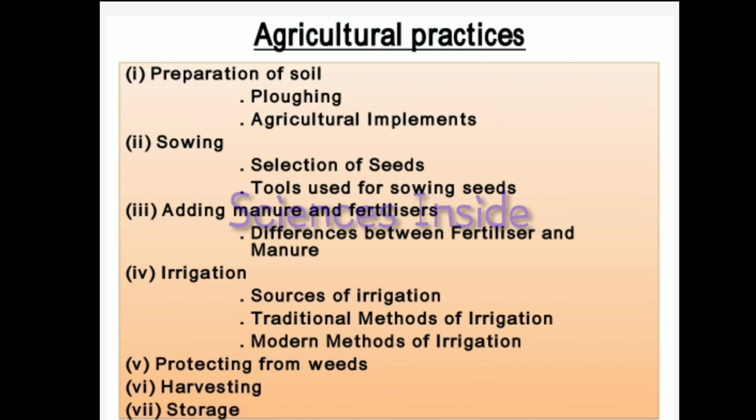So the major steps involved in agricultural practices are preparation of soil, sowing, adding manure and fertilizer, irrigation, protection from weeds, harvesting and storage. In this video, we'll cover the first and second parts in detail. We'll study preparation of soil, in which we'll study plowing and agricultural implements, and we'll cover the second part, that is sowing, in which we'll study selection of seeds and tools used for sowing seeds.